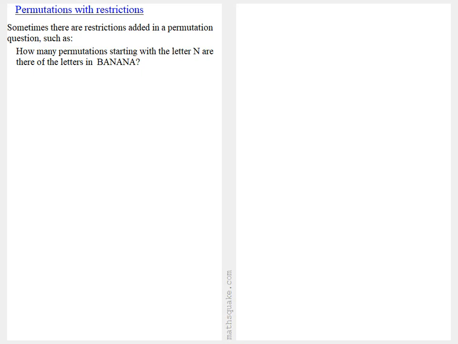Let's have a look at permutations with restrictions. Sometimes there are restrictions added when we're doing a permutation question. Let's look at an example. How many permutations starting with the letter N are there of the letters in banana? Well, the first thing to do is to consider the restricted positions and then work out the remaining permutations.